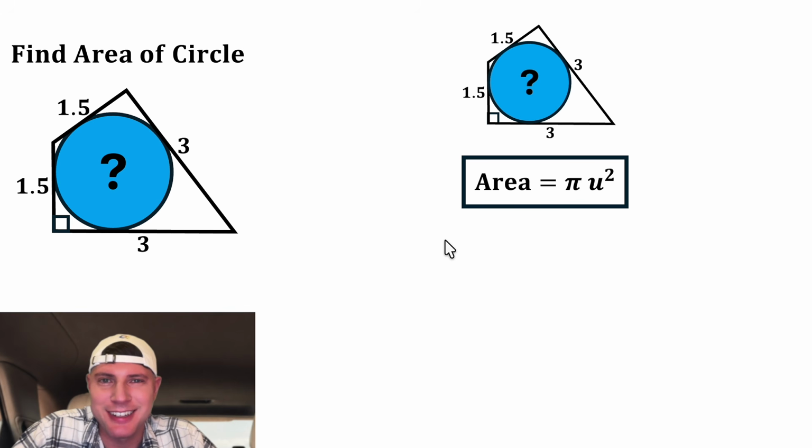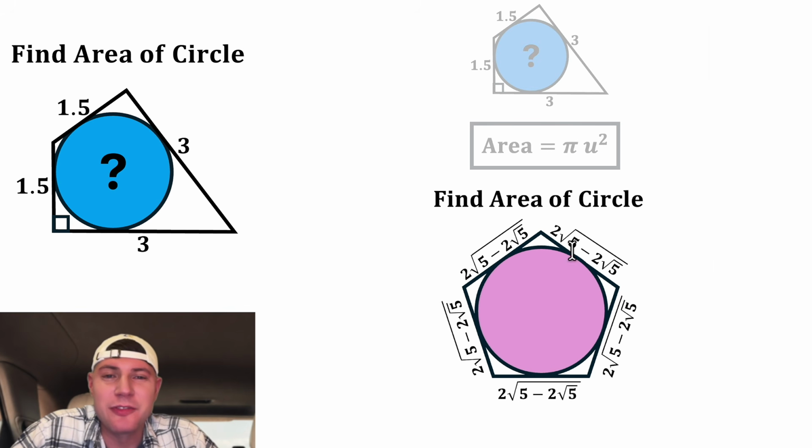How exciting. And here's the next puzzle. It's another find the area of a circle, but this time it's inside of a regular pentagon. And each of the sides are 2 times the square root of the quantity 5 minus 2 root 5. This looks like it's going to be a fun one.